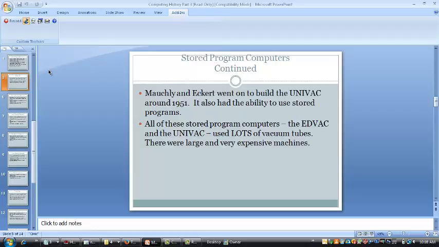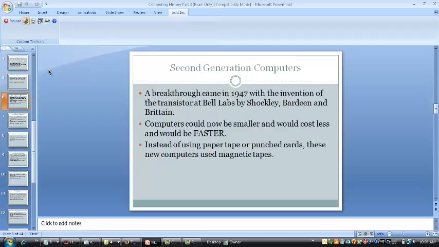Now these things use lots of vacuum tubes. They were large, they were very expensive, generated a lot of heat. And when they needed to be reprogrammed, sometimes even though the program was on paper, they would have to go rewire and move vacuum tubes and things like that to enable the program to run. So you still have this idea that yes, it's a computer, but part of the programming is rewiring or moving parts around in order to get the program to do what you want it to do.